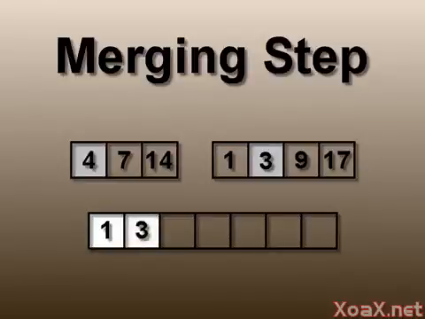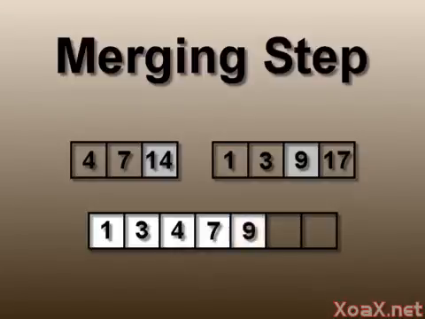Since 3 is smaller, we put it into the bottom array and move on to comparing the third element of the second array. Now we compare 4 and 9. Since 4 is smaller, we put it into the bottom array and move on to compare the second element of the first array. Comparing the 7 and the 9, we take the 7 and put that into our sorted array. Then we go on to compare the 14 and 9.